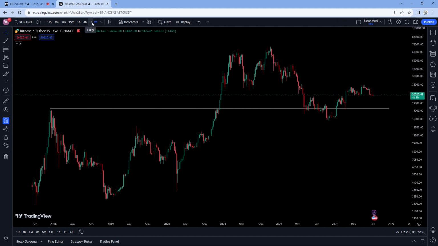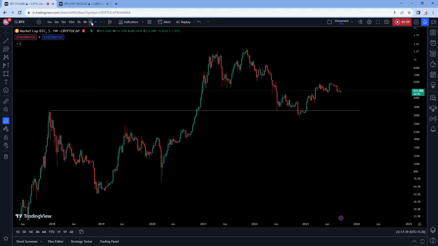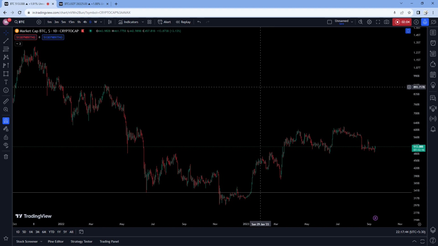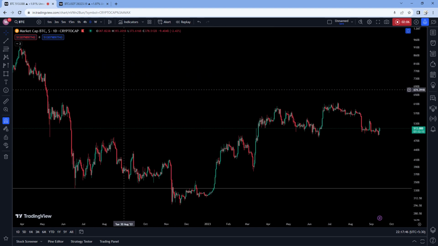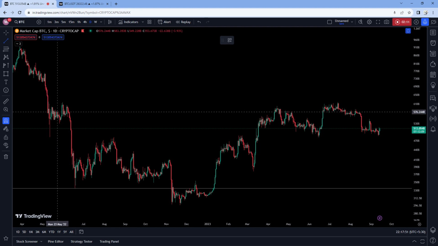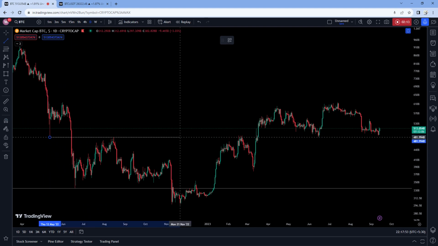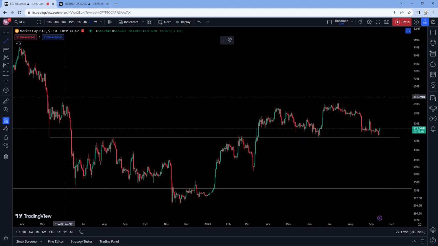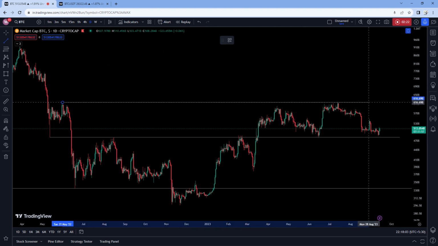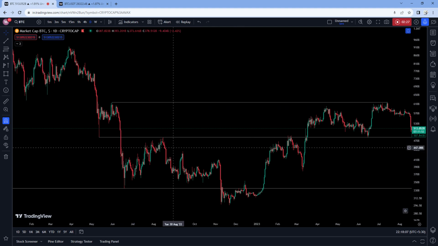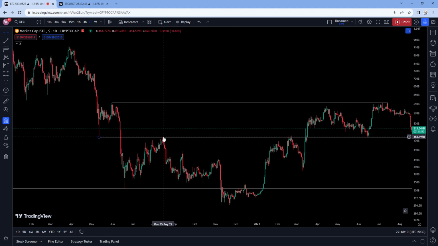So if we get into those examples which I was sharing, let's go into the daily time frame. This low here is the range low, and this is the range high. Just draw it to here. You will see that we traded exactly to the range bottom.